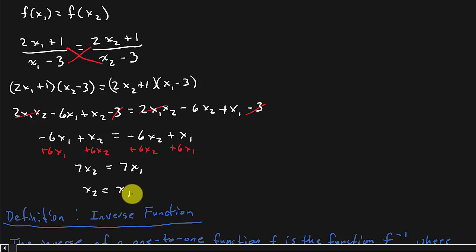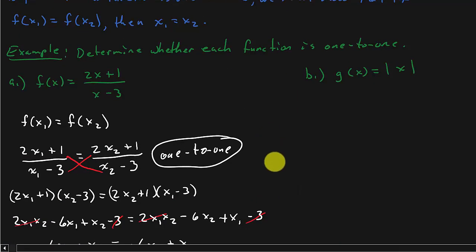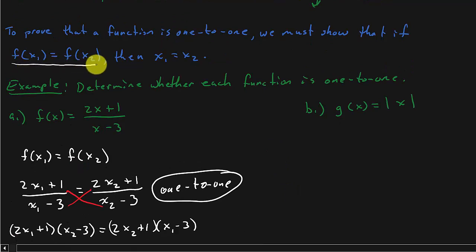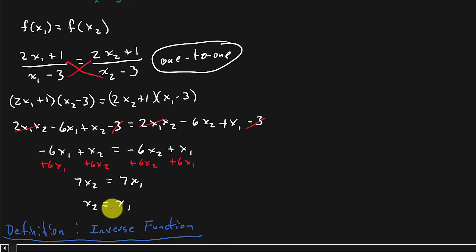Okay, so this shows this is 1 to 1. All right, because see, what we did is we set this equal to this, f of x1 equal to f of x2. And what did we end up with after we did all of this right here? We ended up with x1 equals x2.